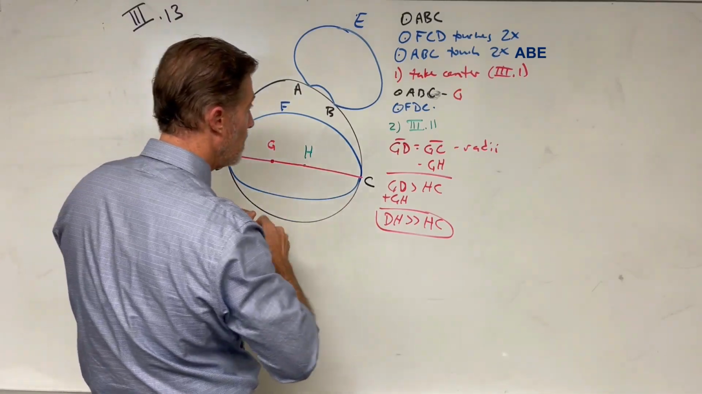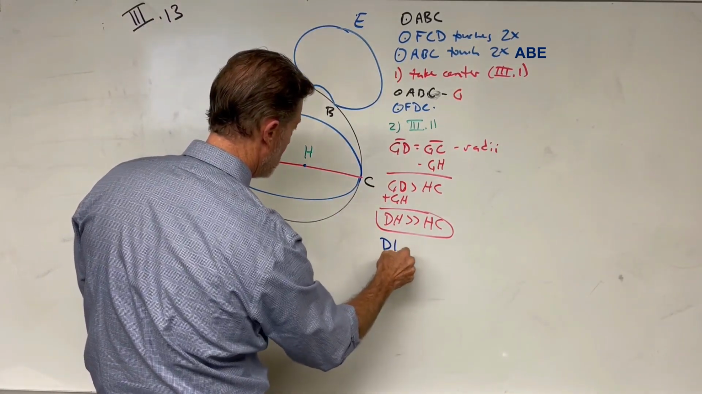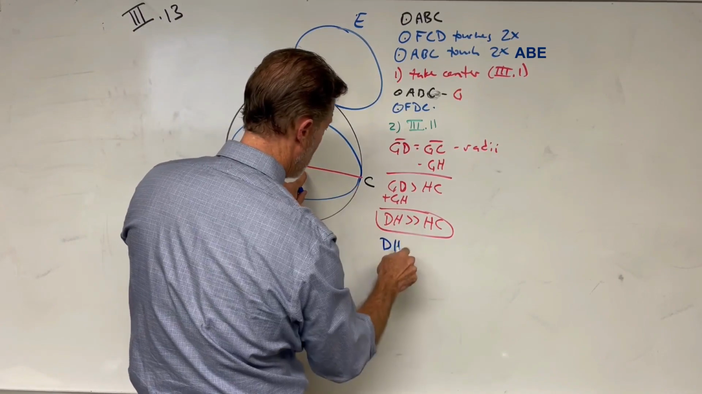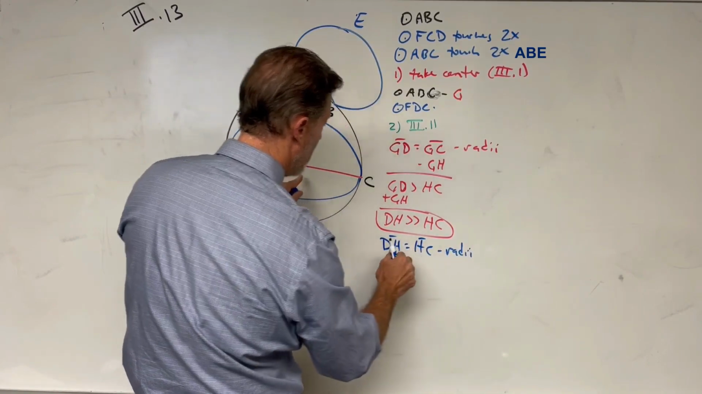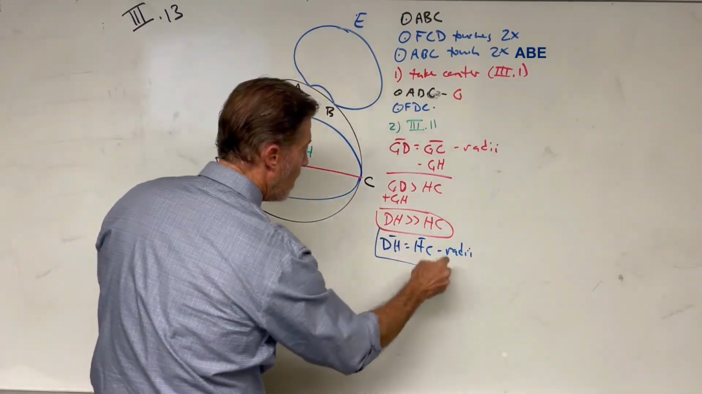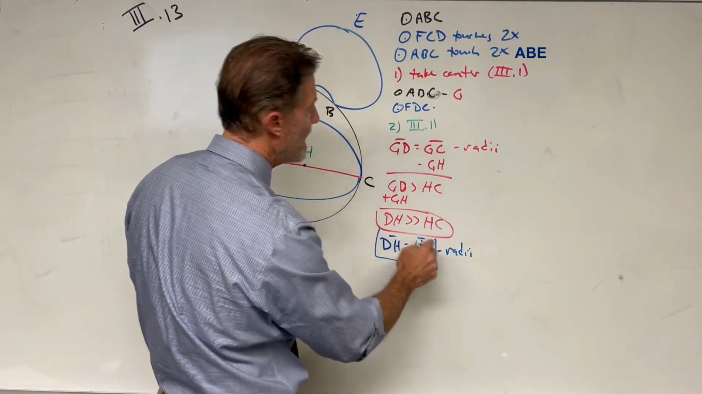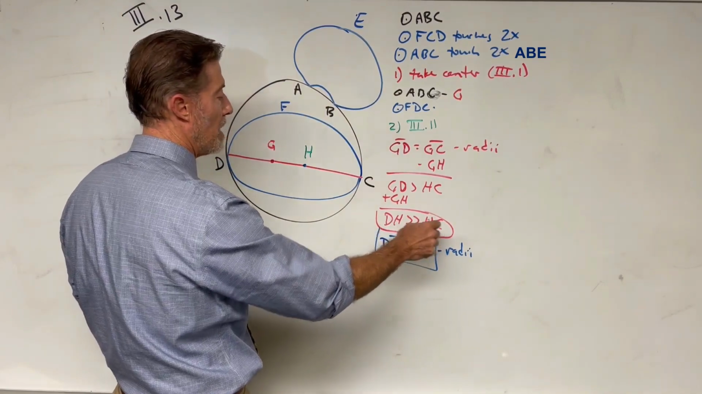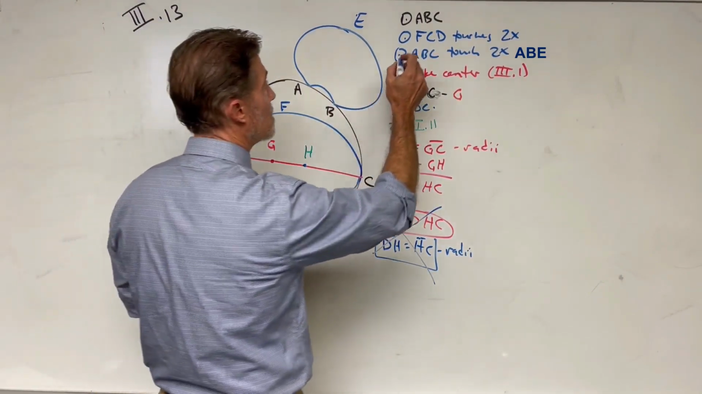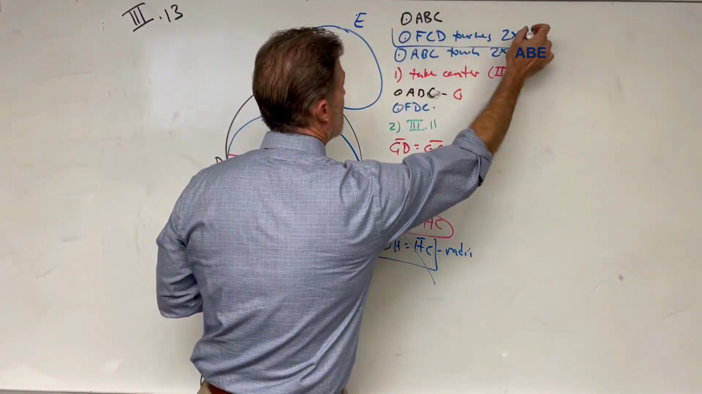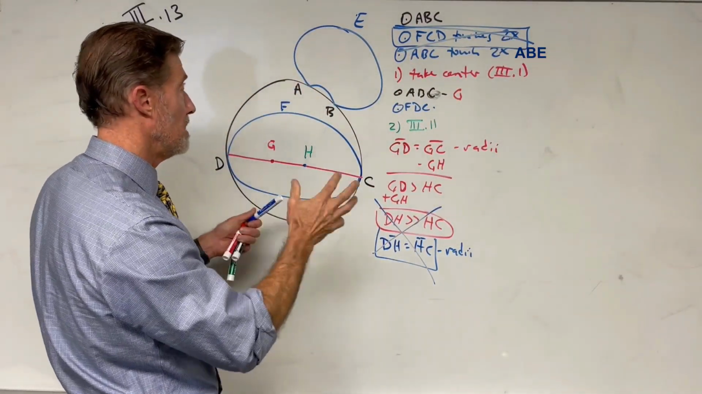But in the blue circle, H is the center. So if H is the center, then DH is a radius, and HC is a radius. And we know the radii are equal. Therefore, DH is equal to HC. But wait a minute, we just proved that DH was much, much greater than HC, and now we're saying that it's also equal? It can't be both equal to and much greater than at the same time. So this is an absurdity, and what gave rise to this absurdity is assuming that we could have a circle touching another circle more than once inside. So internally, this leads to a contradiction, and it doesn't work.